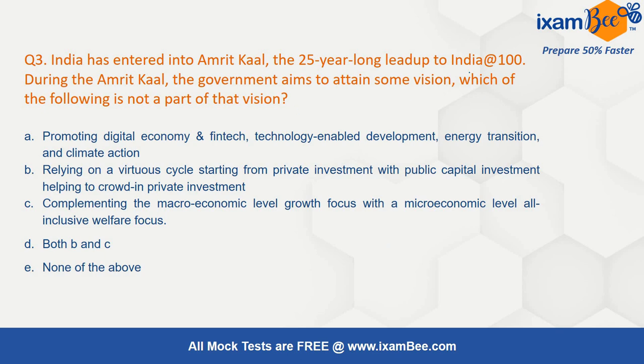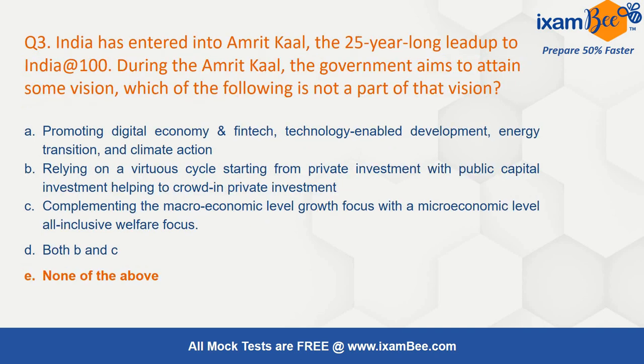Next question. India has entered into Amrit Kaal, the 25-year-long lead up to India at the age of 100. During the Amrit Kaal, the government aims to attain some vision. Which of the following is not part of that vision? Promoting digital literacy, fintech, technology-enabled development, energy transmission and climate action. That is there. Relying on a virtuous cycle, starting from private investment with public capital investment, helping to crowd in private investment. This is also correct. Complementing the macroeconomic level growth focus with a microeconomic level all-inclusive welfare focus. All are correct. So none of this is wrong.